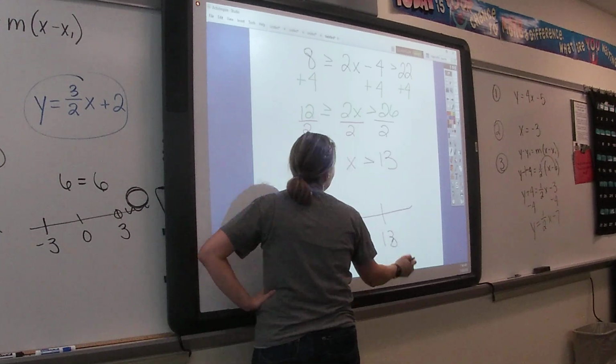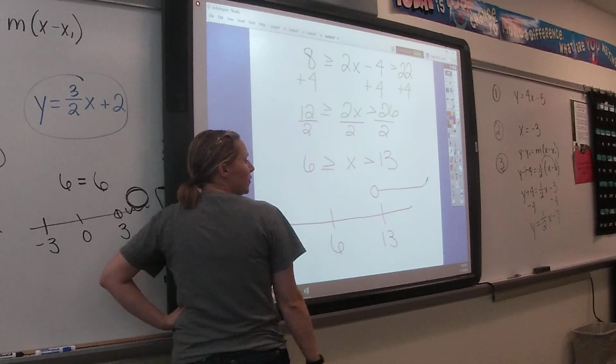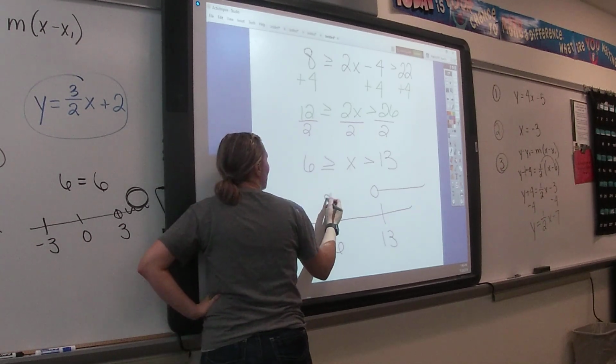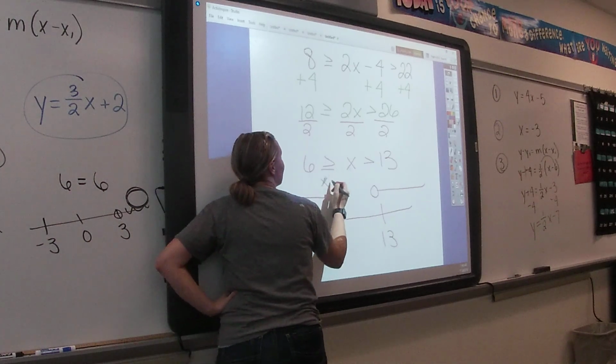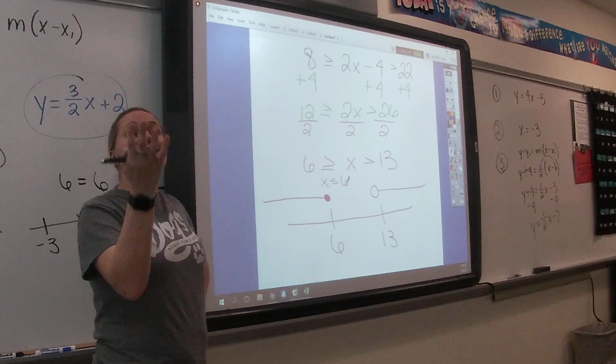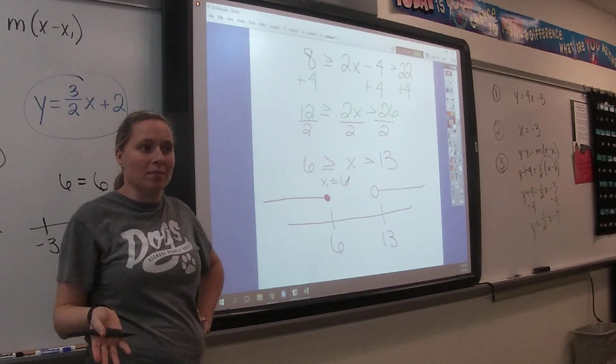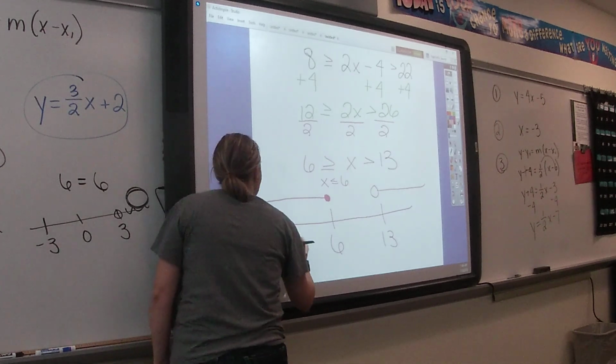Open or filled in at 13? Open or filled in at 6? Filled in. Which way am I shading here? Left, sorry. What's my answer going to be? No solution? Because there's nowhere we get both of them. This is a no solution.